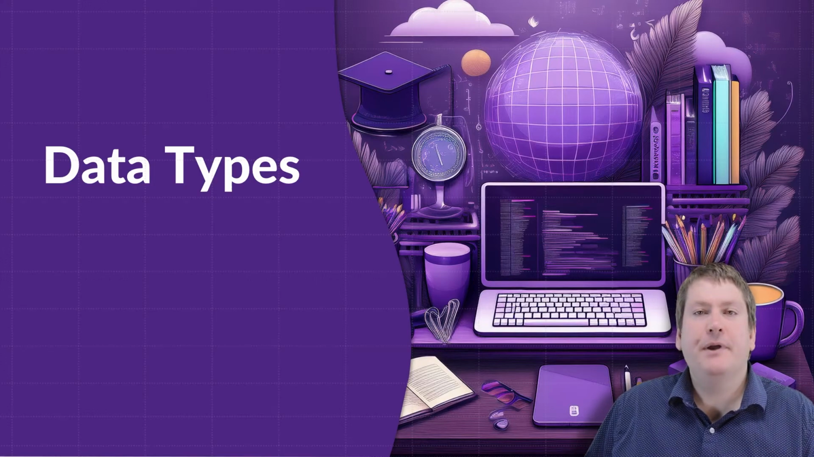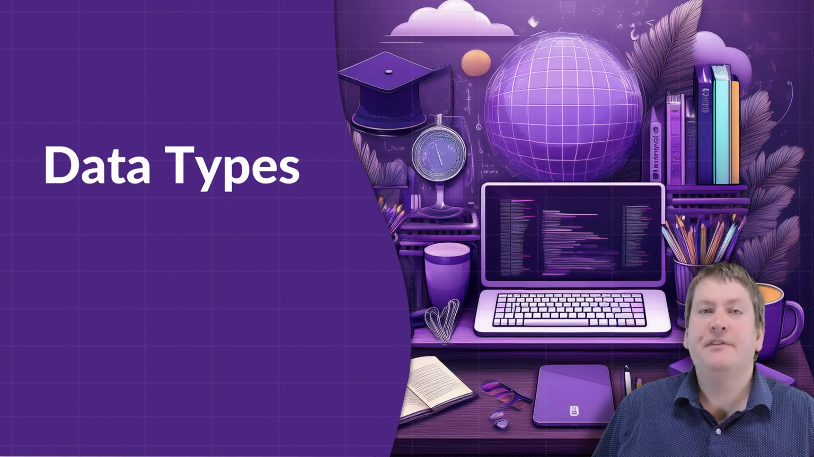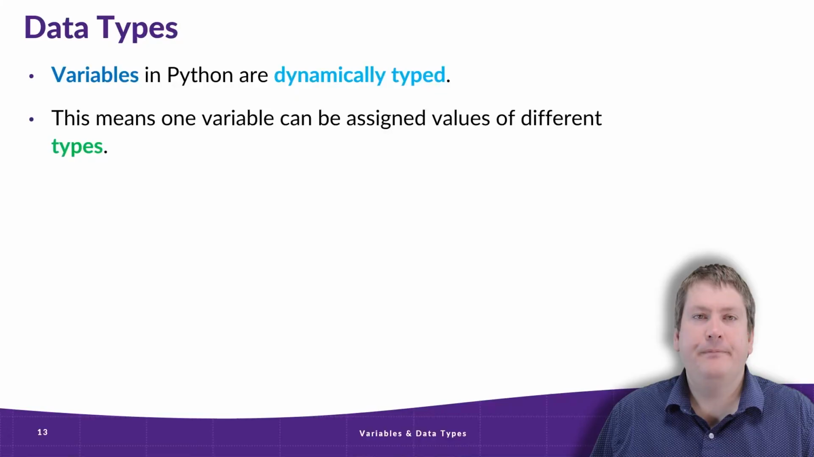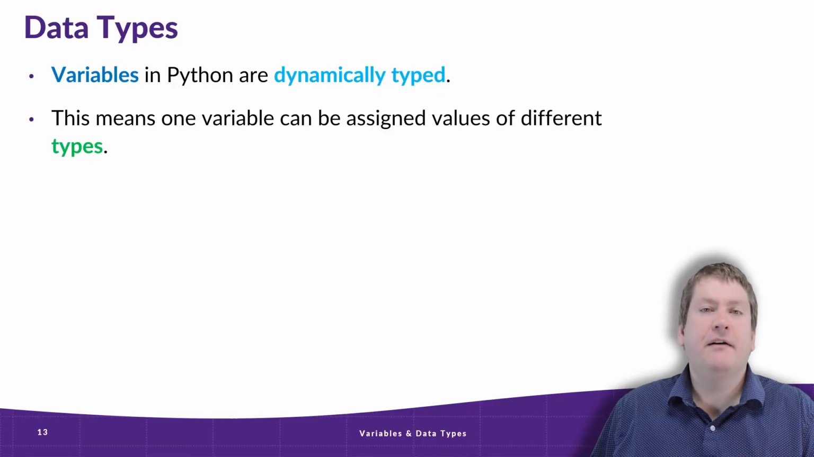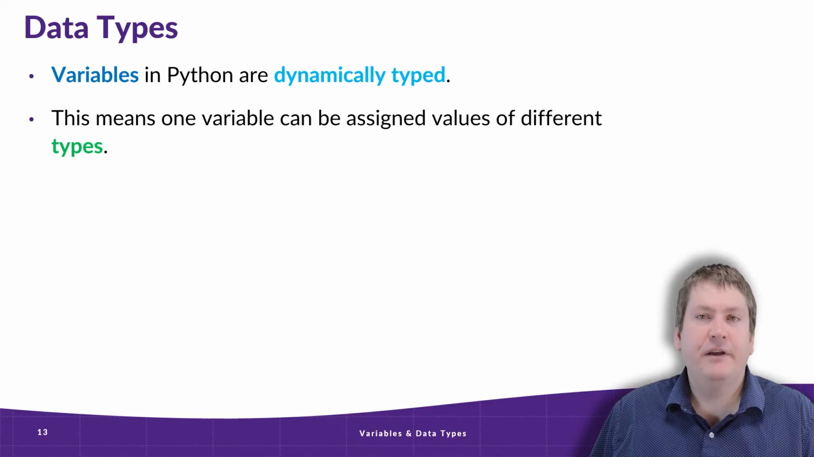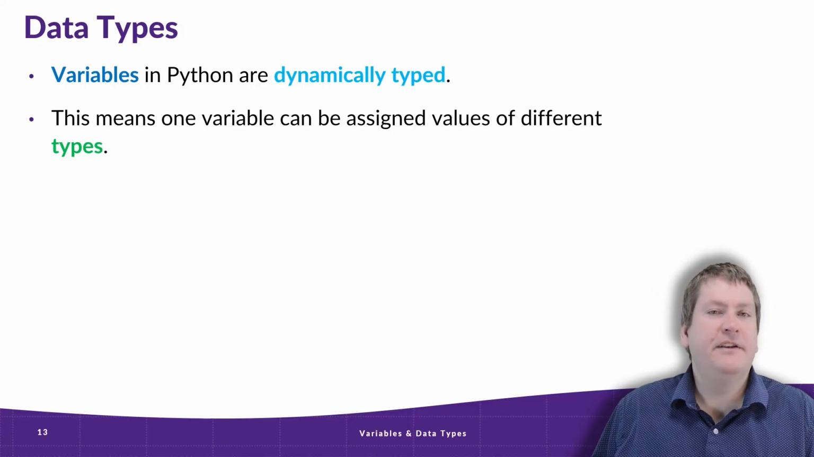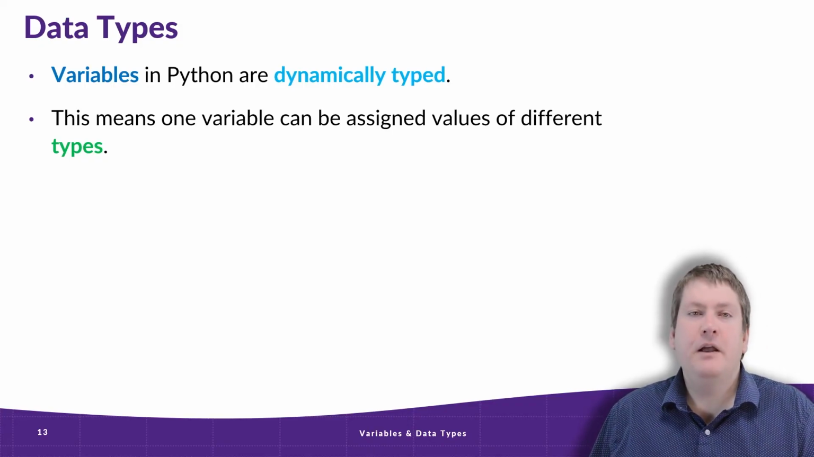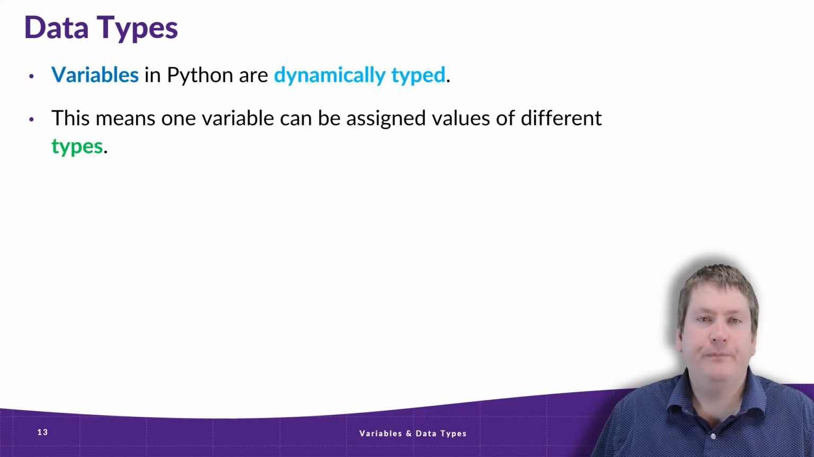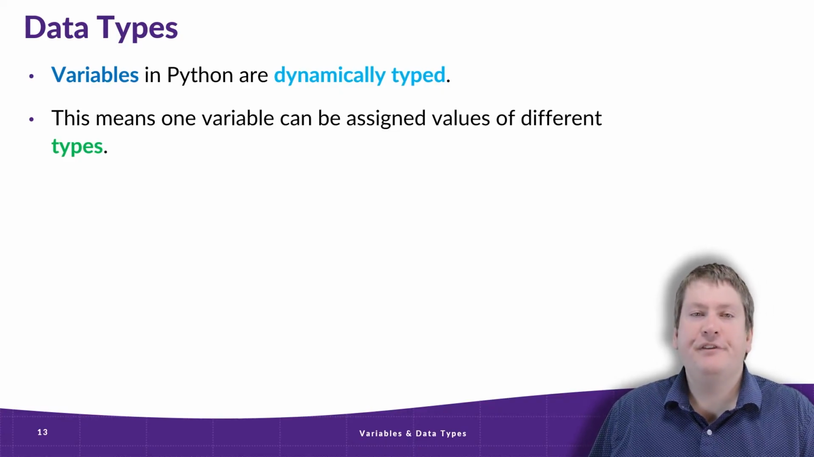So another important topic we need to discuss about variables is that of data types. As we already covered, variables bind a name to a memory location that contains an object. These objects have a value and a data type associated with them. The data type describes what operations can be performed on this object, what methods are available, and how we can use that object.